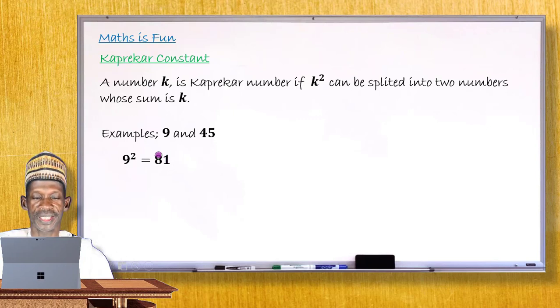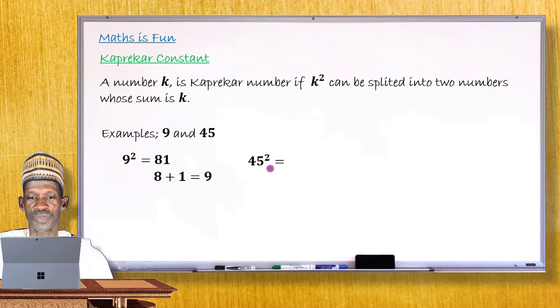If I now split this result, 8 and 1, that is 1 as one number, 8 as another number, I'm going to have 8 plus 1. This will give me the result 9. And 9 is my original number back. So 9 is now a Kaprekar number or a Kaprekar constant. Let me take the next example, 45. I will now find its square. 45 squared will give you this result, 2025, if you do it correctly.